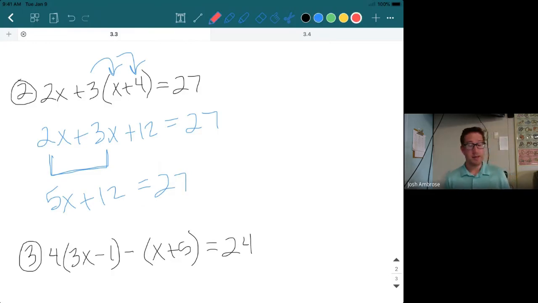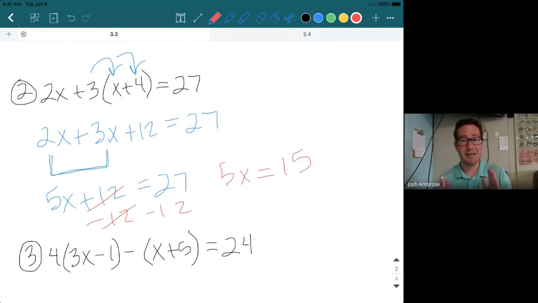Then again, just go through the normal steps from the previous section. Add or subtract. We will be subtracting 12 from both sides. Now we're left with 5x equals 15. And then isolate the variable. So what do we do here?